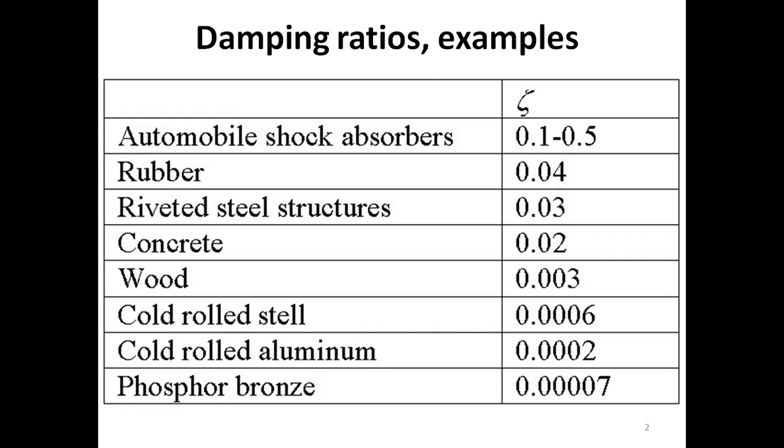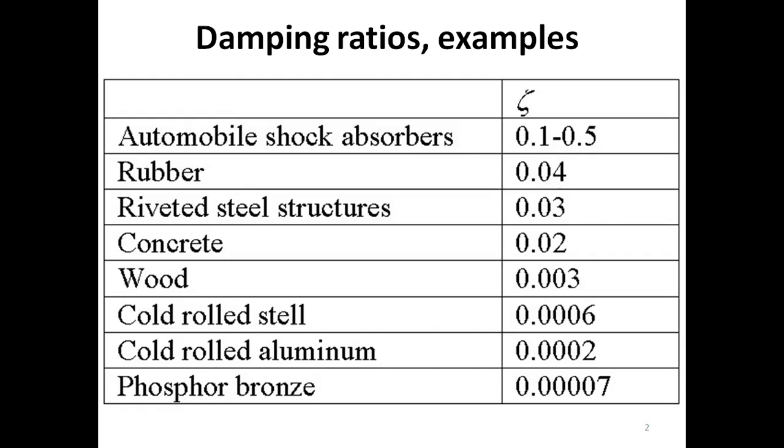In this table, you could see the damping ratio for a few vibratory systems and also for some materials. So in the material, as we discussed, there would be material damping. As you could see in the first row, we have the damping ratio for automobile shock absorbers, which is between 0.1 to 0.5. So you could see that in an automobile, the suspension system is actually an under damped system. The damping ratio is less than 1.